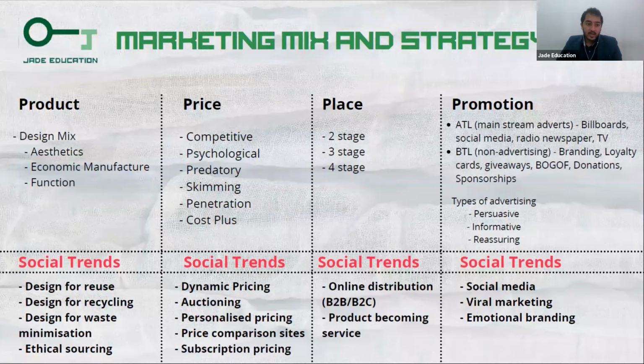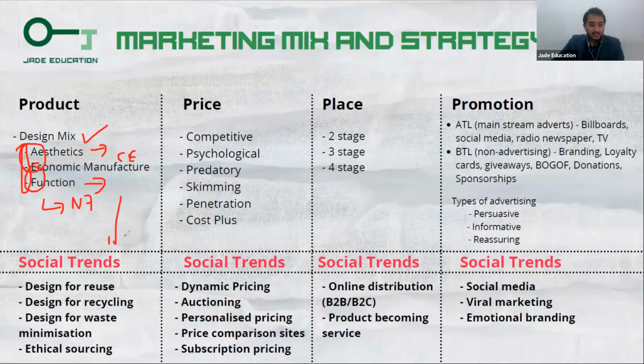Under product, guys, you had design mix, if you remember that. You had aesthetics, economic manufacture, and function. Make sure the product looks and feels good. Make sure it's cost effective to produce, and make sure it serves a purpose. One of the case studies was the Galaxy Note 7. The Note 7 didn't serve the purpose, it just exploded. So you need to have these three things in your products. Not that you have to have all three, you can have a combination of a few. But if you want to have a successful product, you go according to design mix.